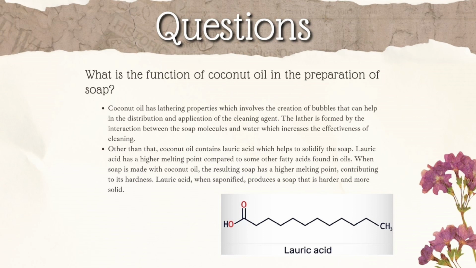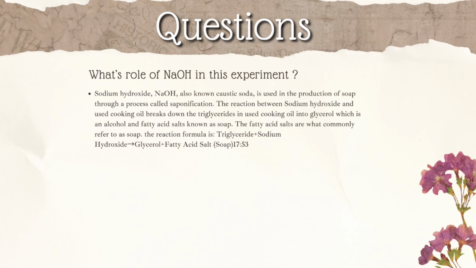What's the role of sodium hydroxide in this experiment? Sodium hydroxide, also known as caustic soda, is used in the production of soap through a process called saponification. The reaction between sodium hydroxide and used cooking oil breaks down the triglycerides in used cooking oil into glycerol, which is an alcohol, and fatty acid salt, known as soap. The fatty acid salts are what is commonly referred to as soap.